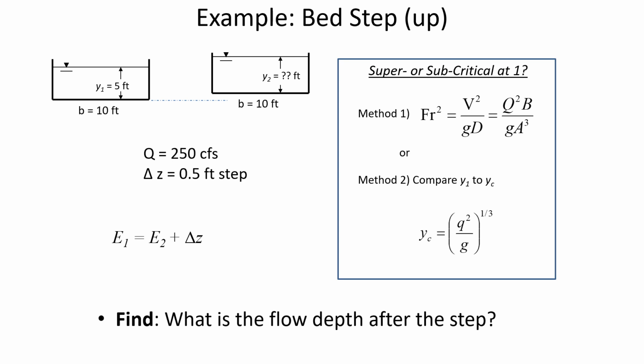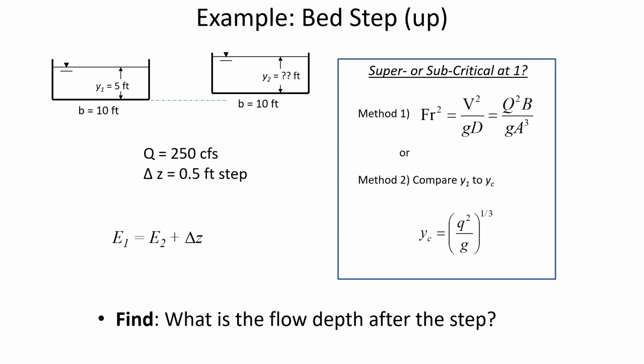So then we need to diagnose the flow regime at 1 using our known depth of 5 feet and comparing it to YC. What we'd say is, since Y1 is equal to 5 feet, which is greater than YC, equal to 2.69 feet, then flow at 1 is subcritical.